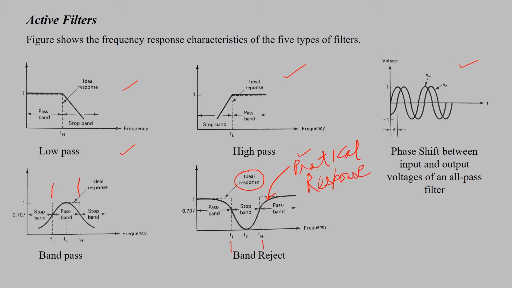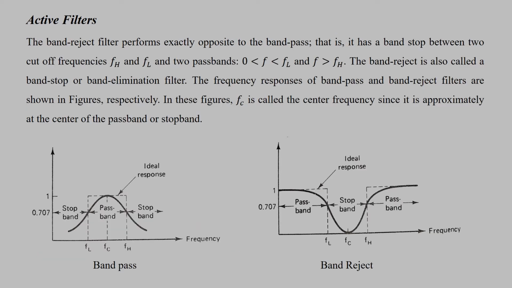In case of all pass filter, there is a phase shift between input and output voltages. Band reject filters perform exactly the opposite of band pass, and it has a band stop between two frequencies FH and FL. This is what we already discussed. The frequency responses are shown and FC is the center frequency, since it is approximately at the center of the pass band or stop band.